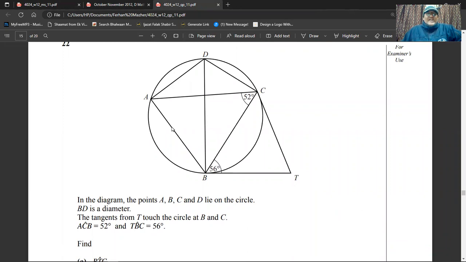ADB. So look at this chord AB. Very important technique. Look at this chord AB. Its ends went to the circumference at D, that is the question. Its ends also went to the circumference at point C. This angle is 52. This 52 and this angle ADB, they are equal to each other. This is called angles in the same segment.